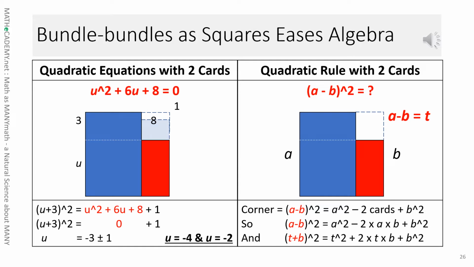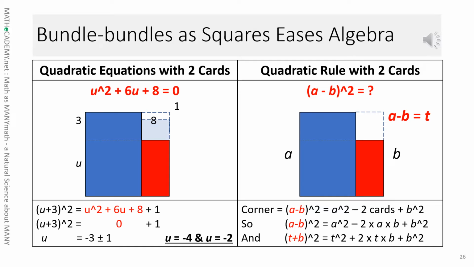Placing two playing cards as a square allows solving quadratic equations and studying quadratic rules. With a quadratic equation, u squared plus 6 times u plus 8 as 0, we look at the u plus 3 square. This contains 4 blocks: u squared, 3 times u twice, and an upper right corner that splits into 8 plus 1. So, in the u plus 3 square, everything disappears but 1, that squares as 1 times 1.